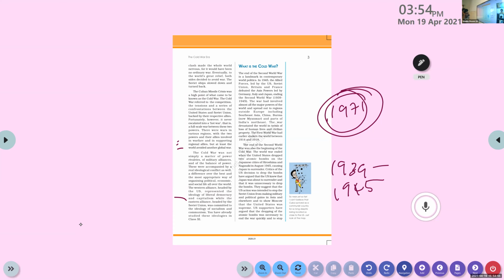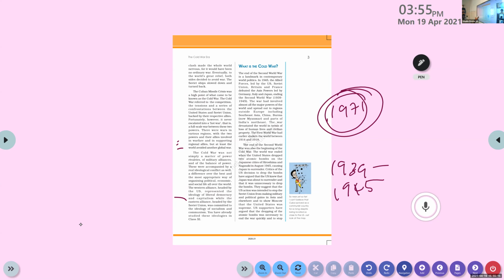Okay, you got that idea? Got that? Okay, fine. So the war had involved almost all the major powers of the world and spread to regions outside Europe, including Southeast Asia, China, Burma, and parts of India's northeast. The war devastated the world in terms of loss of human lives and civilian property.